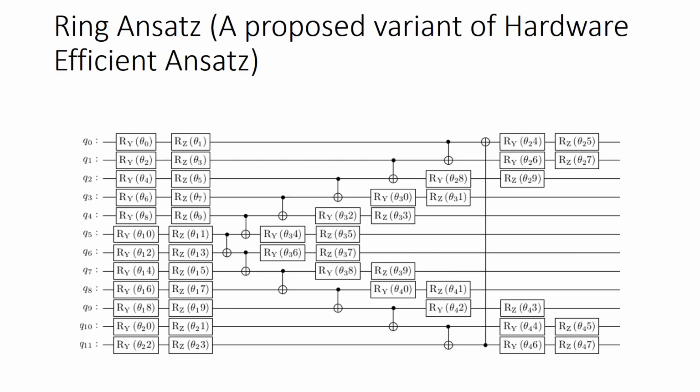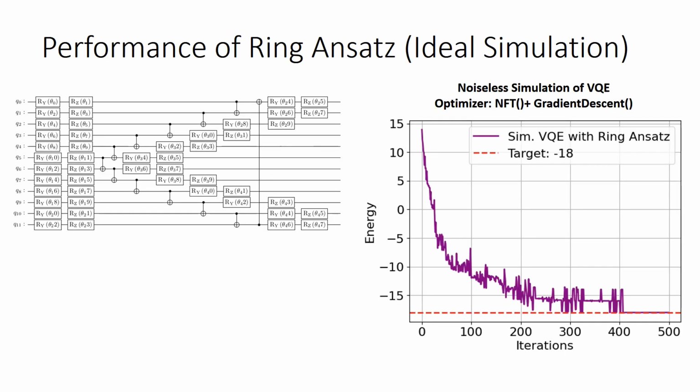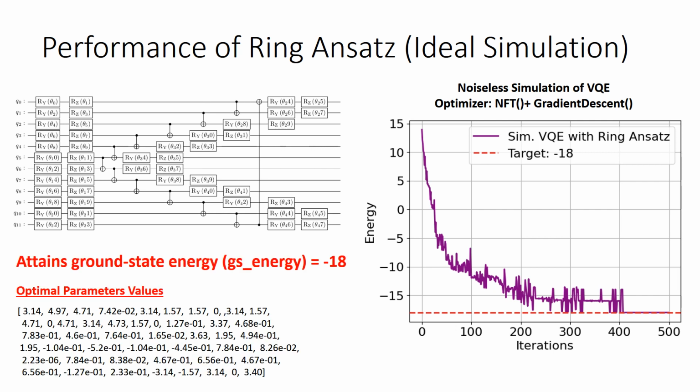So the ring ansatz circuit is shown here. The basic idea is to make a ring of non-commuting CNOTs like this. And in terms of its performance, as already indicated, here's the convergence graph starting with the random parameter values. When the convergence occurs, the optimal parameter values are given over here as well.